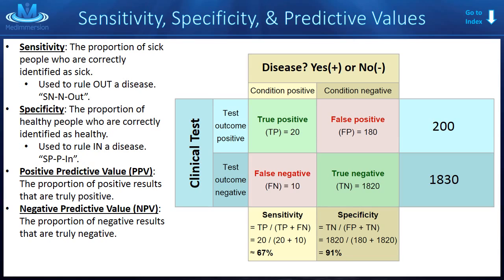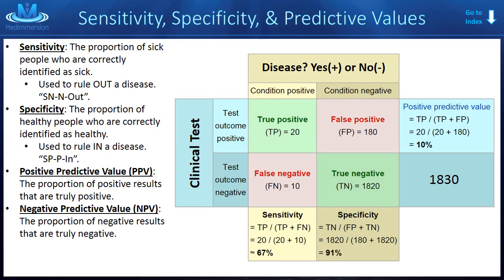Next up is positive predictive value. The positive predictive value is looking at the proportion of positive results that are truly positive. You calculate that number by dividing the true positives over the total number of positive fecal occult blood tests in this case. So that would be 20 divided by 200, or 10%. This is the probability that a person actually has the disease given a positive test result.